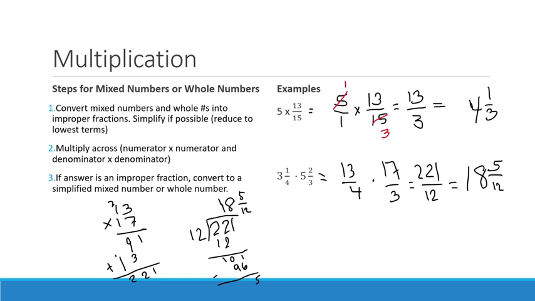Now I can't simplify any of these fractions, so I need to do a little multiplication, and sometimes we need to write out that multiplication to get our answer, especially if we're not allowed to use the calculator for this particular part. I get 221 as my numerator and 12 as my denominator. Again, my answer is an improper fraction. To simplify, I want to convert to a mixed number. I'm going to do that by dividing 221 by 12. This will give me 18 5/12.